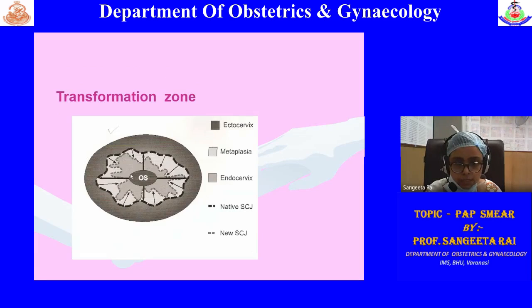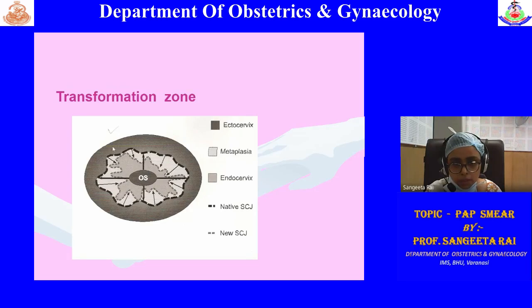Now you can see nicely the ectocervix, the metaplasia and the endocervix. This is the dotted line, which is the old squamocolumnar junction. And this light dotted line is the new squamocolumnar junction. And this area between the old and the new squamocolumnar junction is the transformation zone. And this is the external os.